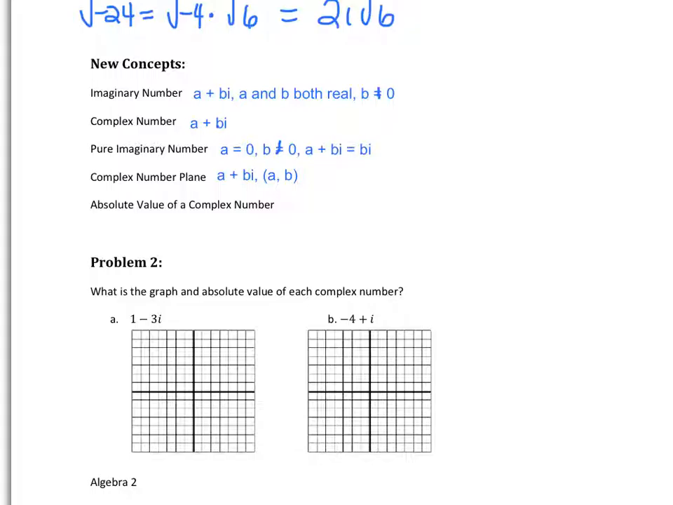Okay, and then we're going to talk about the complex number plane. If you have a complex number a plus bi, in the complex number plane it's just the ordered pair (a, b). So you can just plot that point, and that's how you plot your complex number.